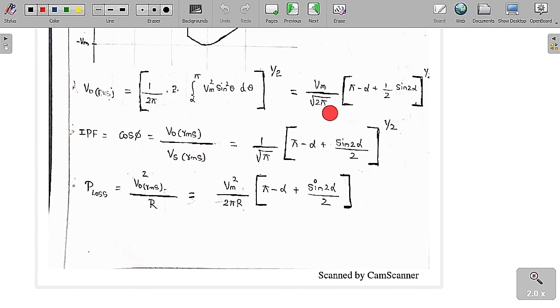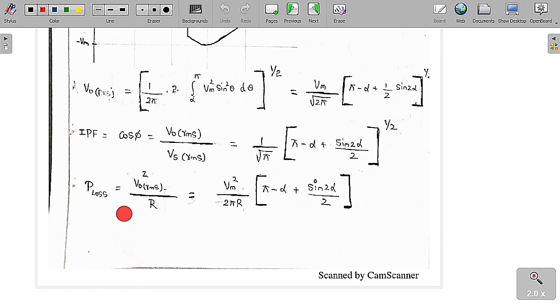The output RMS we have just seen, and the input RMS is Vm by root 2. So if you do the ratio, we are going to get 1 by root pi, under root of pi minus alpha plus sin 2 alpha by 2. So this is the input power factor.